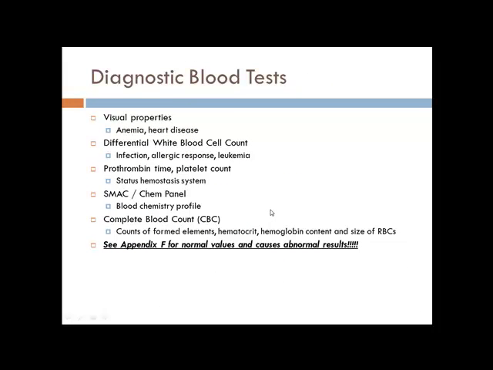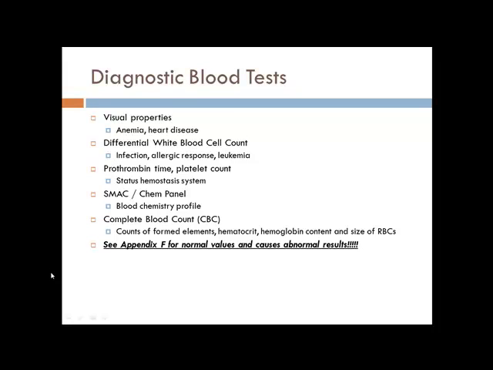Blood tests can be used to look at visual properties, so you can detect anemias or heart disease. You can do a differential white blood count to see what type of infection you're having. Do you have a bacterial infection, or a viral infection? Are you having an allergic response? We can check prothrombin time to see how your hemostasis system is working. Can you stop blood flow if you get an injury?